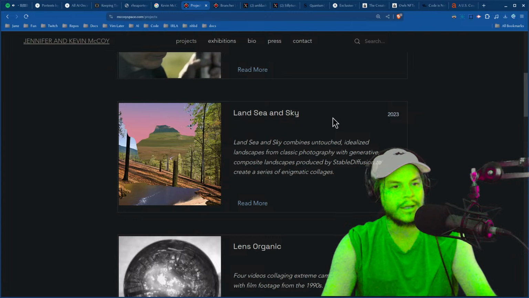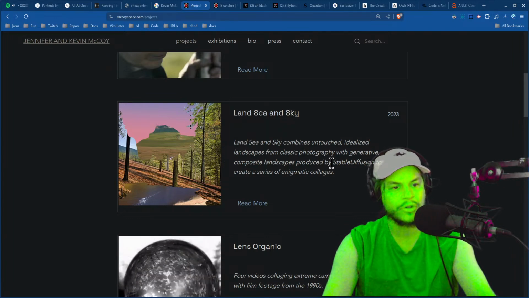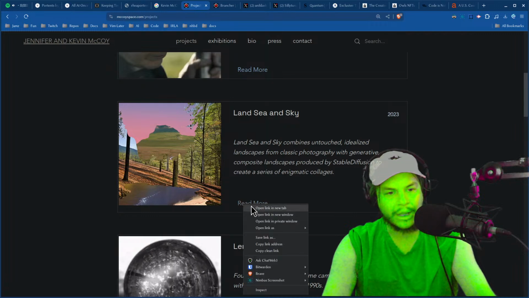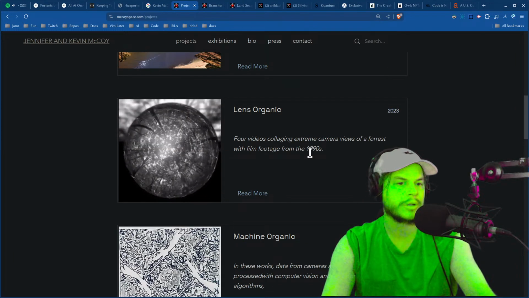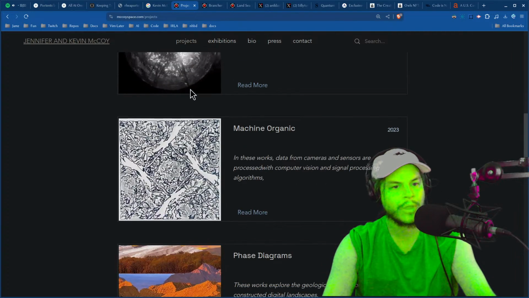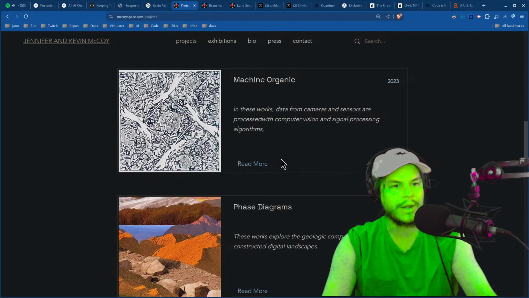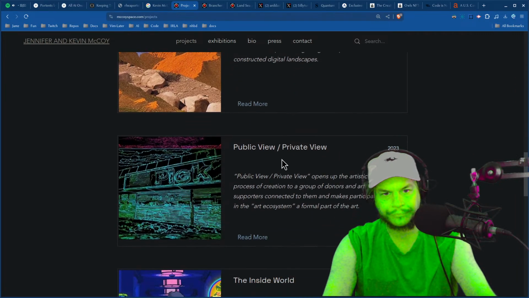Land and Sea combines untouched, idolized landscapes from classic photography with generative composite landscapes by Stable Diffusion to create a series of enigmatic collages. I like the aesthetic. Lens Organic, 4 videos collaging extreme camera views of the forest with film footage from the 1990s. Machine Organic, in these works, data from cameras and sensors are processed with computer vision and signal processing algorithms. Then we have Phase Diagrams. These works explore the geologic compositions of constructed digital landscapes.